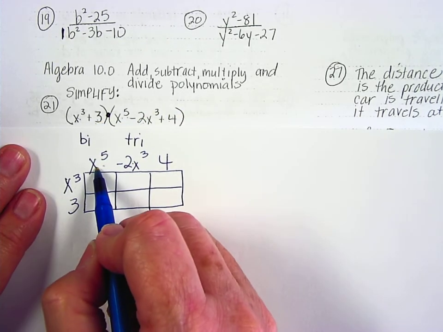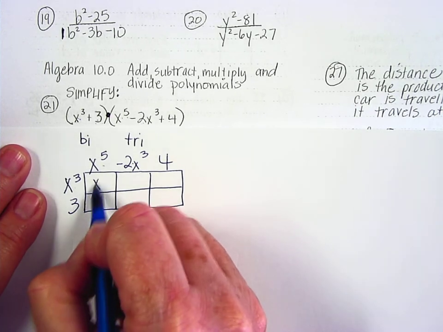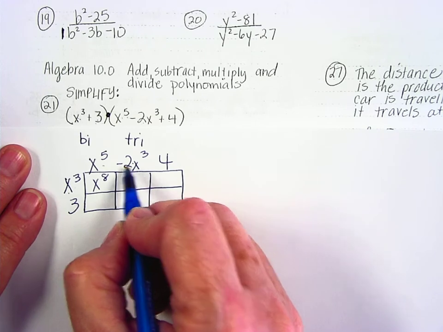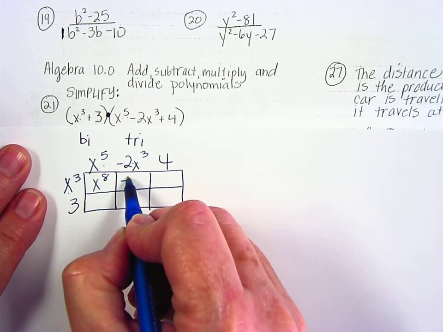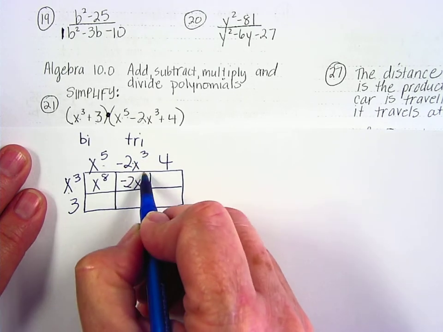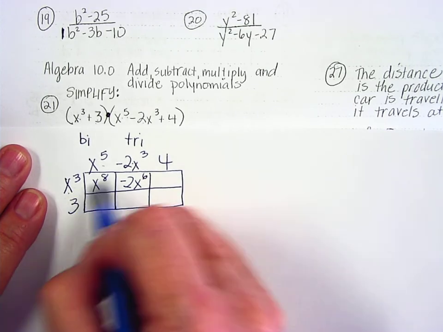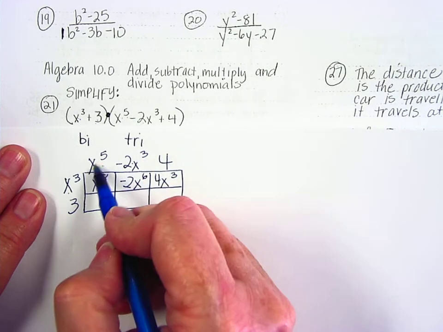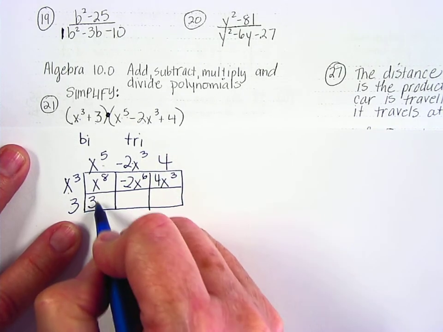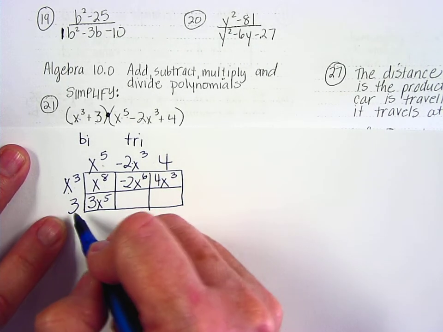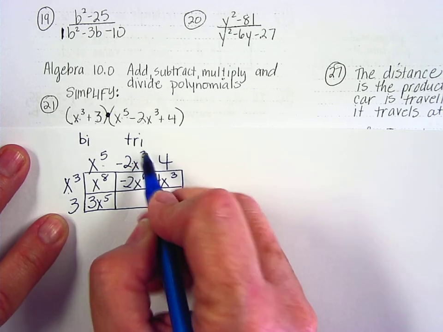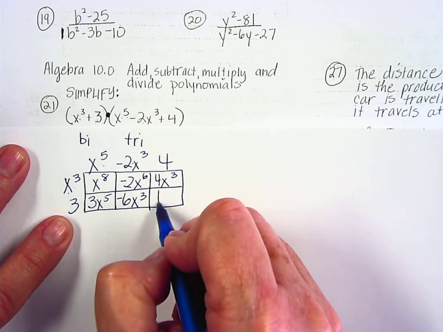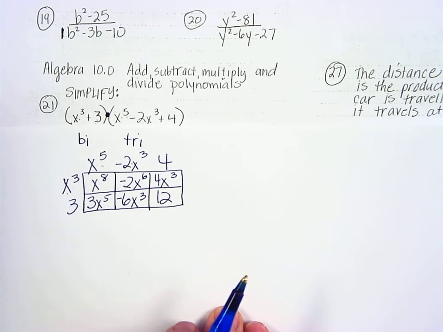So x to the 3rd times x to the 5th is x times itself 8 times. X to the 3rd times negative 2x to the 3rd is negative 2x to the 6th. And x to the 3rd times 4 is 4x to the 3rd. X to the 5th times 3 is 3x to the 5th. 3 times negative 2x to the 3rd is negative 6x to the 3rd. And 3 times 4 is 12. Now, we've done our multiplication.